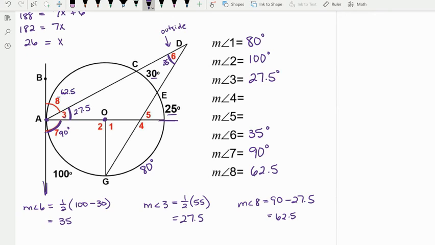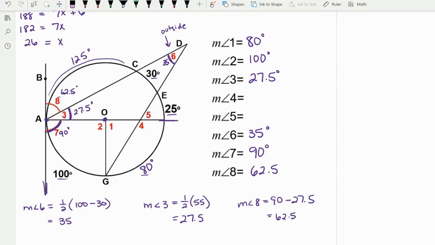Okay. You could have also taken all of these arc measures, added them together, and subtracted from 360 to get the arc over here, and then cut that in half to get your 62.5. Or if you want to go ahead and get that number, that would have been 125 degrees over here. And then I could have taken half of that to get my 62.5. There's a couple ways you could have got that one.